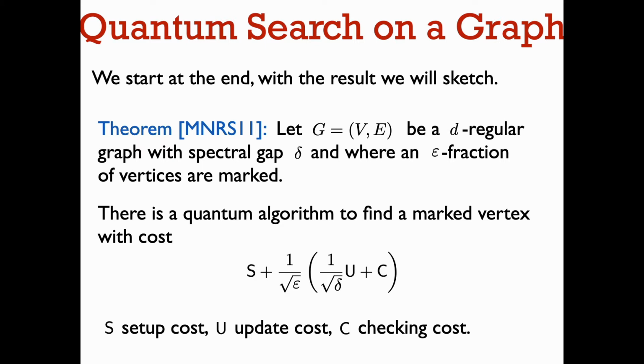So you see that compared to the classical case, we have replaced 1 over epsilon with 1 over square root of epsilon, and 1 over delta with 1 over square root of delta. So we have square root speedups with respect to both of these factors. This might remind you of Grover's algorithm, where we also saw a square root speedup. And indeed, there are many analogies between the quantum walk that we're going to design and Grover's algorithm.